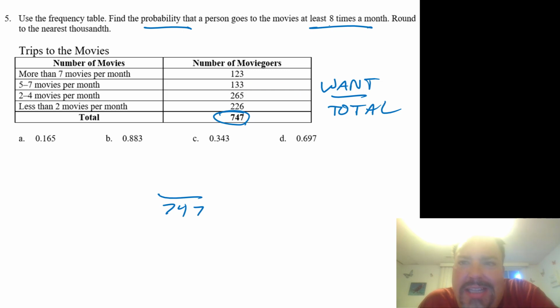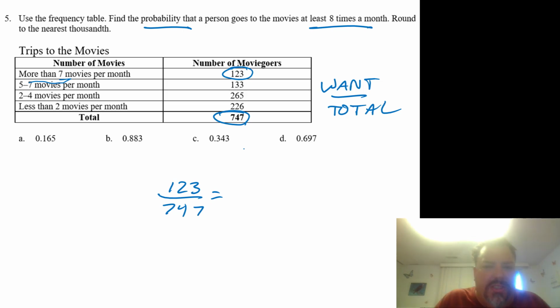But at least 8 times a month, where do we find that? I don't see 8 here in the list. More than 7 though, that's at least 8. So that's the same as at least 8. So 5 through 7, 2 through 4, that's not at least 8. So we got to have the 123 here, that's at least 8. That's more than 7. And we're going to take those and divide it. What's 123? 123 divided by 747 gives us 0.1646. So it looks like A is our best answer for that guy.